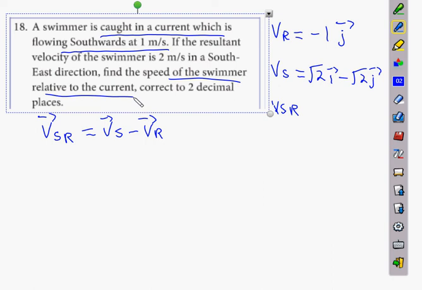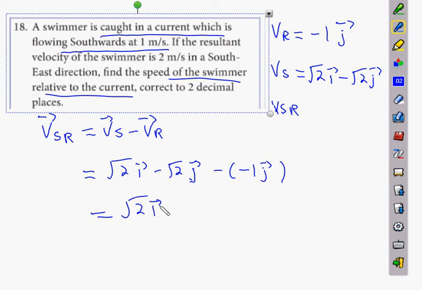So what we're going to get here is root 2i minus root 2j, and then minus minus 1j. Then when you break up your components, you're going to have root 2i plus, what's it going to be, 1 minus root 2 j. We can turn 1 minus root 2 into a decimal. Can somebody tell me what 1 minus root 2 is? I think it's going to be something like minus 0.414. Yeah, exactly. Okay.